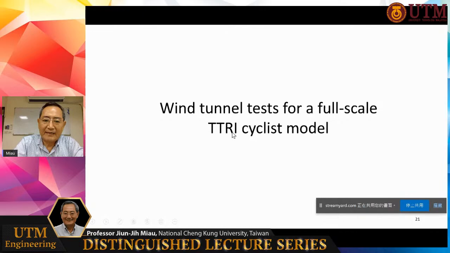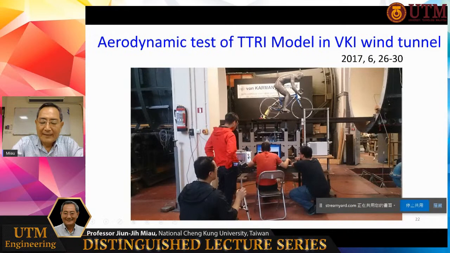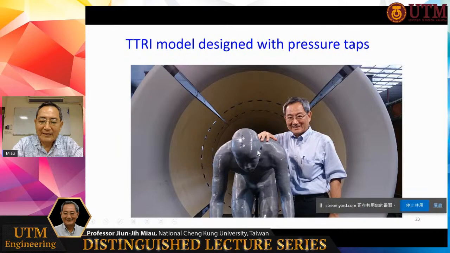Speaking of this model, I should also mention that we did this experiment first at the Von Karman Institute some years ago, with the support of the TTRI. We would like to get some data about the textile roughness effect on drag reduction. You can see this is the model at the Von Karman Institute for Fluid Dynamics in Brussels, Belgium. The picture with me here is the model with these pressure taps on it. It allows us to get the pressure information on the surface.